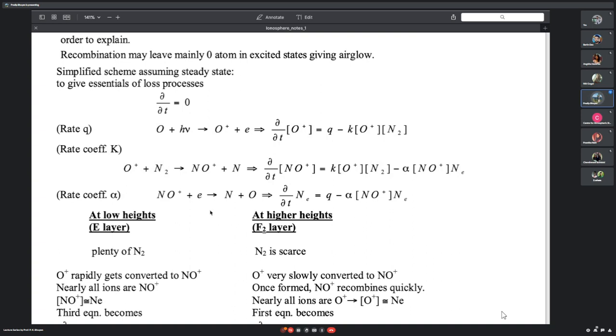So NO plus then combines with an electron, becoming N and O. So del Ne by del t, the rate of change of the electron number density, is equal to Q minus alpha [NO plus][Ne], this one, okay? Now what happens?